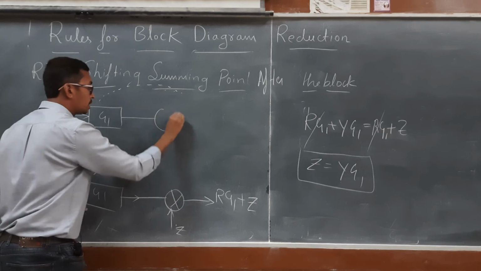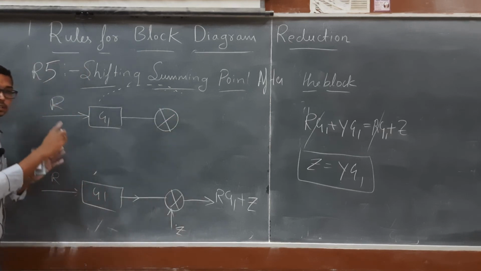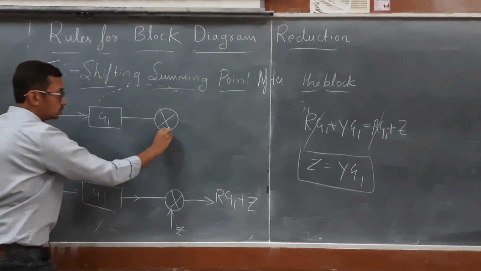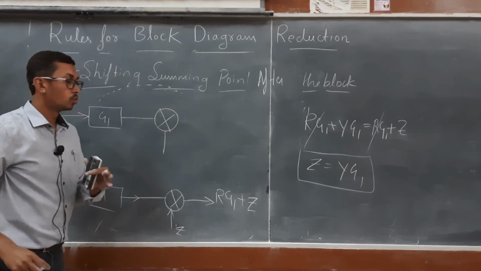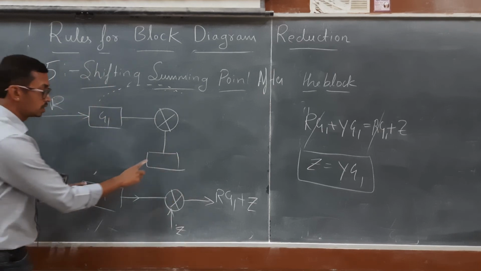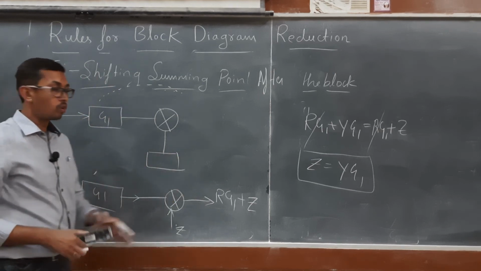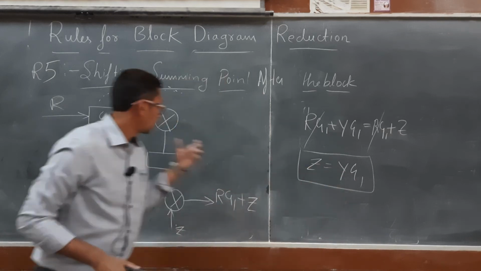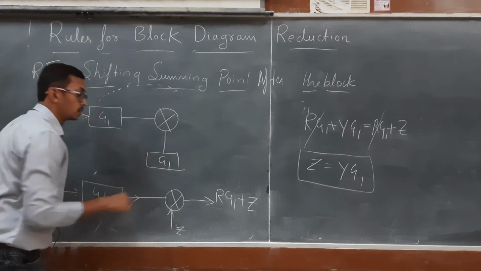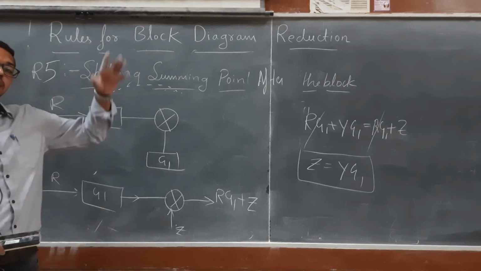So here we have a summing point. This is the summing point being shifted from here to afterwards. Earlier the signal was Y. So if the signal should be Y, here I need to add a block of what? G1, the same block which I am jumping. So this will be G1. In the previous case it was a reciprocal.